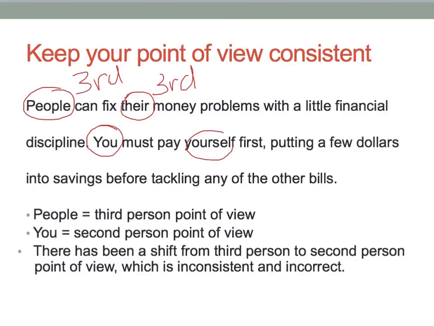But the problems start in the second sentence where we have a shift to second person. "You," "yourself," and so we need to fix those two. Let's change "you" to "they," referring to people. And instead of "yourself," let's put "themselves." So they must put themselves first. Fixes that shift that has occurred from third person to second person.